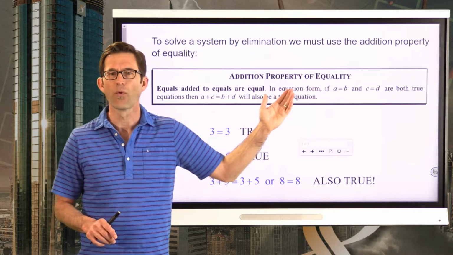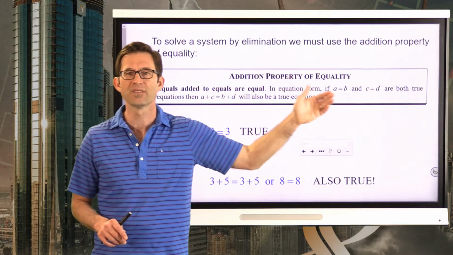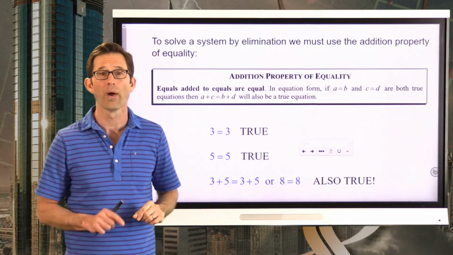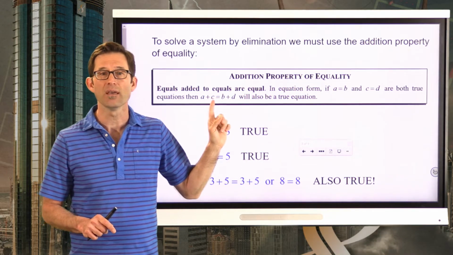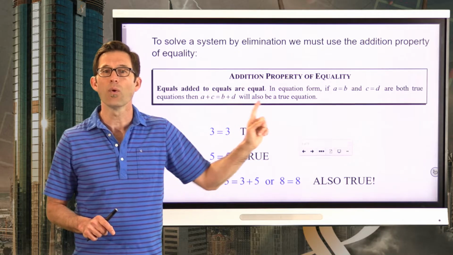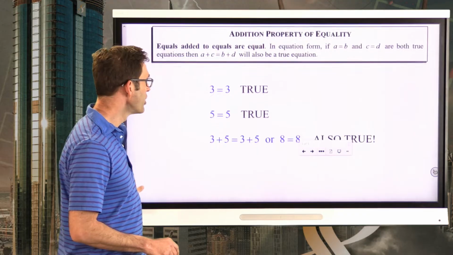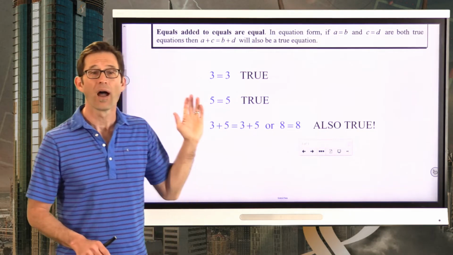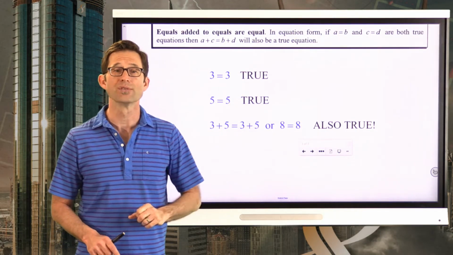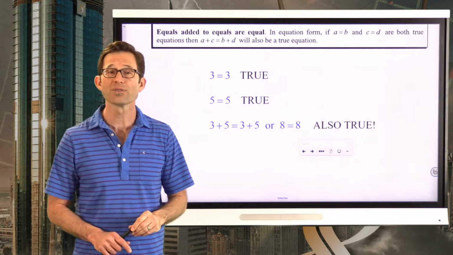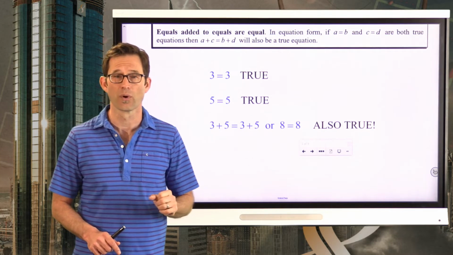Well, in equation form, if A is equal to B and C is equal to D are both true equations, then A plus C equals B plus D will also be a true equation. And to give you a really, really simplistic example, I think we can all agree that 3 equals 3 is a true equation. We can also agree that 5 equals 5 is a true equation.